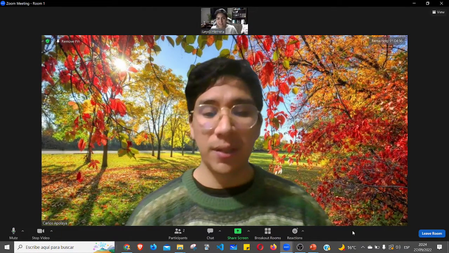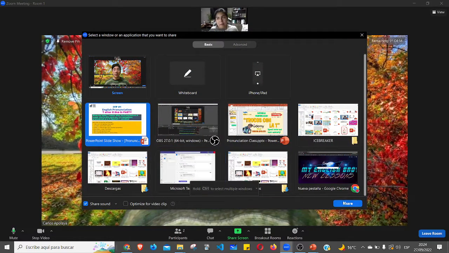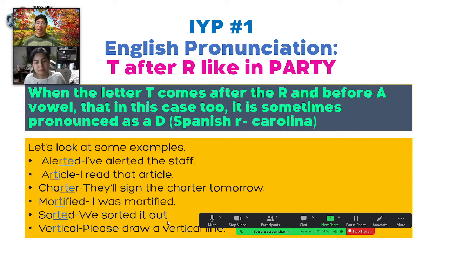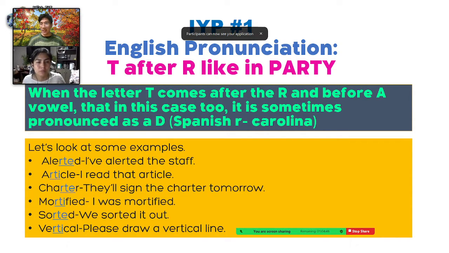Okay, perfect. So now, in this case, we have the same sound here at the beginning. We say vertical. It's not bertical. Vertical. Okay? Please draw a vertical line. You got it? Okay.